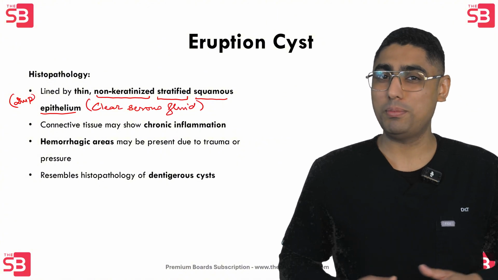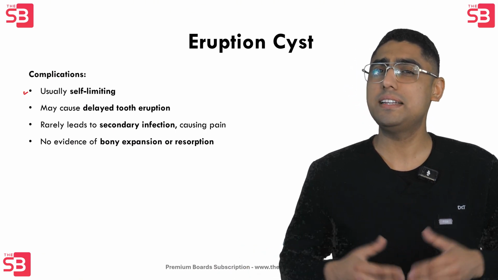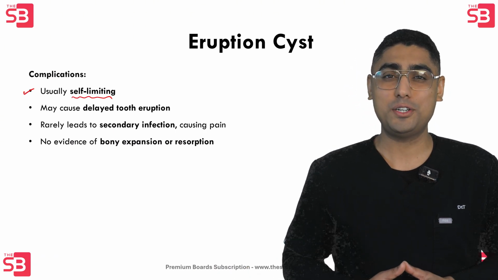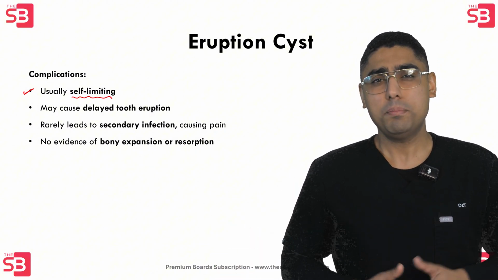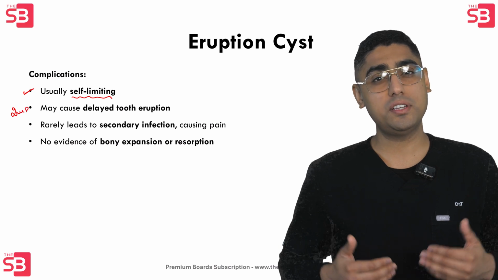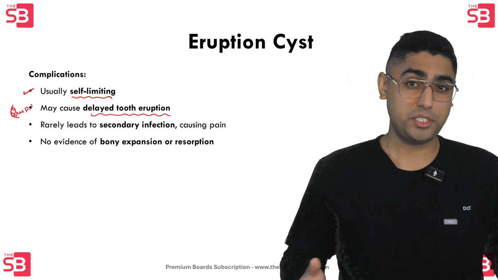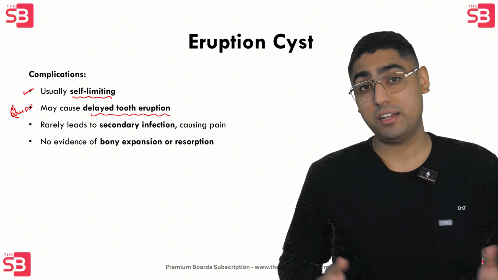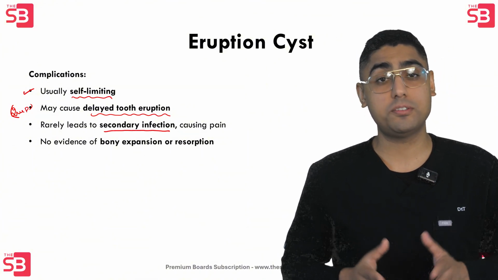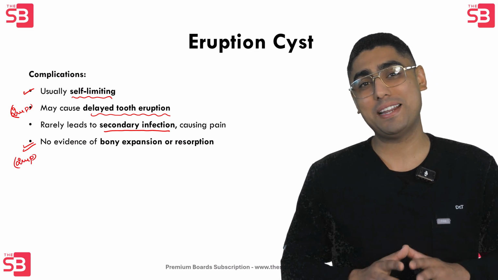Now let's talk about the complications. Eruption cysts are generally self-limiting, which means that they tend to resolve naturally as the tooth erupts through the gingiva. But there are some cases where they can lead to delay in the eruption of the tooth, especially if the cyst is large or persists for a longer duration. In rare situations, a secondary infection might even occur. When this happens, it can cause pain or discomfort, and an intervention can be needed to manage these symptoms.